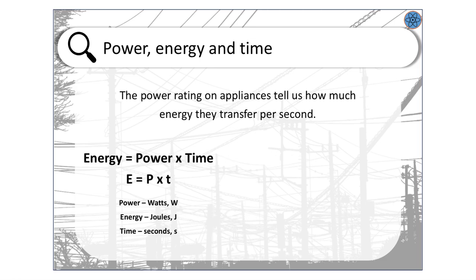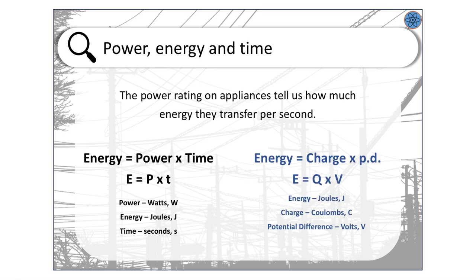However, it's worth noting that we've seen another equation to do with energy before, not just this one. We have also looked at energy equals charge multiplied by potential difference, or PD for short, where energy is still in joules, charge in coulombs, and potential difference in volts. Occasionally, for higher level questions, you'll need to use both of these equations and put them equal to each other.